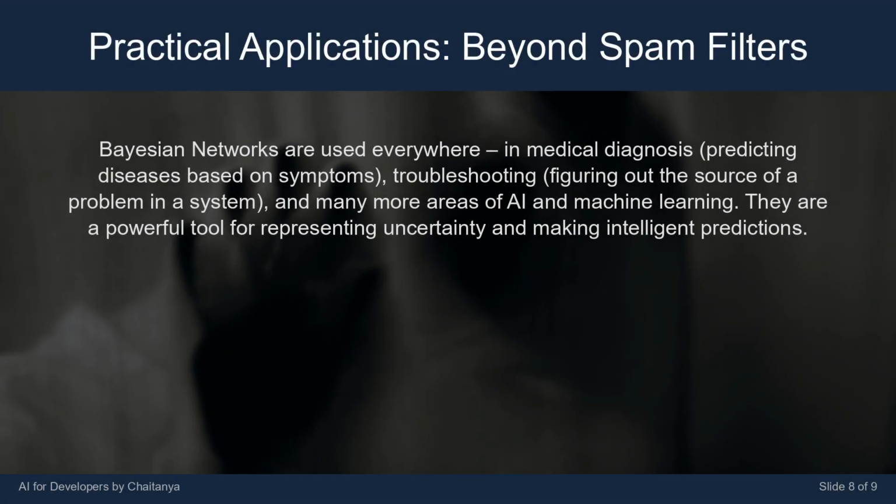Bayesian networks are used everywhere, in medical diagnosis, predicting diseases based on symptoms, troubleshooting, figuring out the source of a problem in a system, and many more areas of AI and machine learning. They are a powerful tool for representing uncertainty and making intelligent predictions.